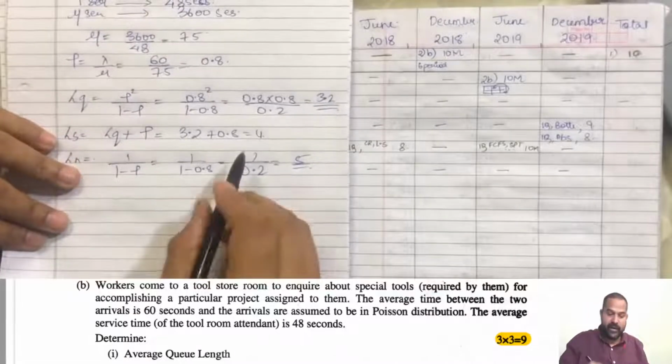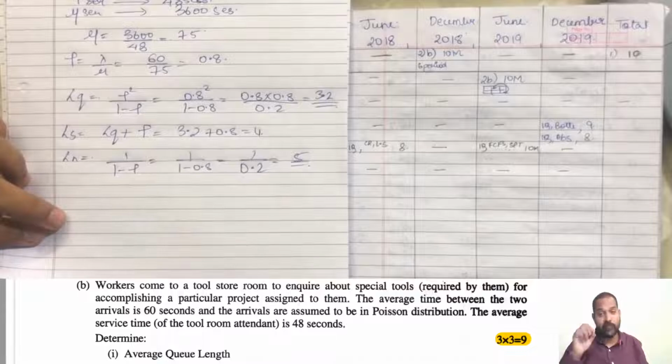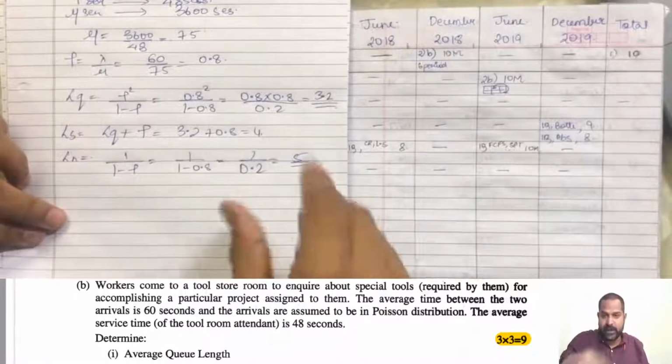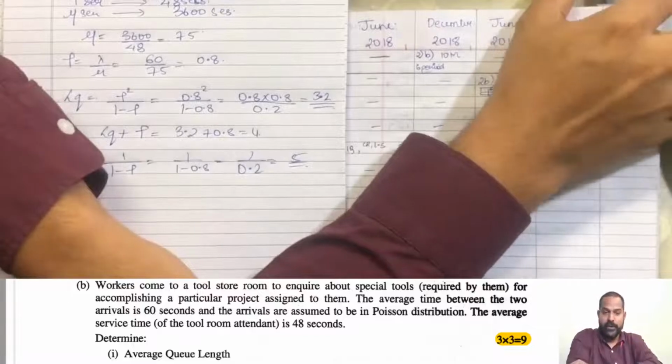So technically there are 4 people in the system, but if you are considering those times where there is nobody and the person directly goes for service, then there are 5 people in the non-empty queue. Is that it? Yes.